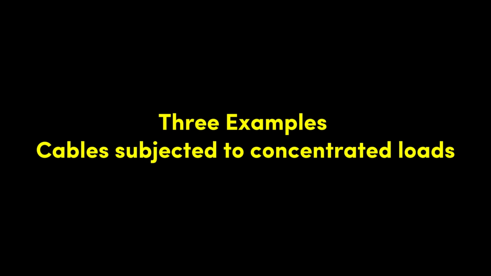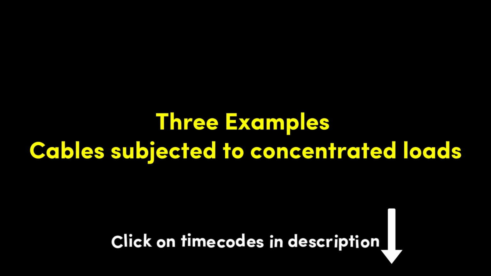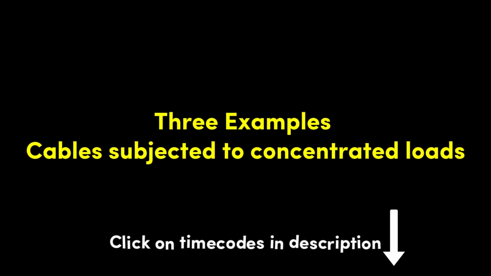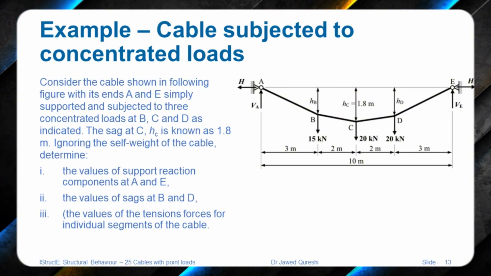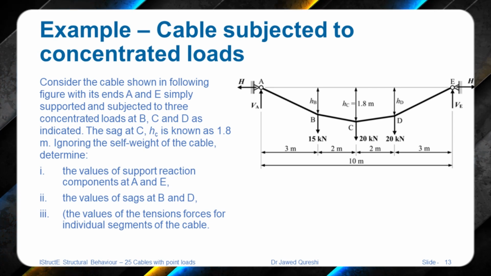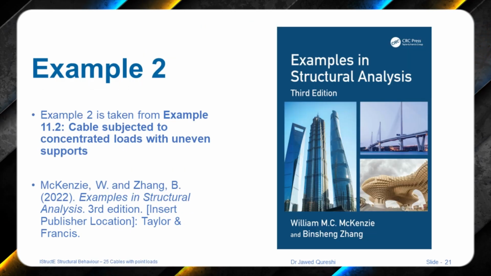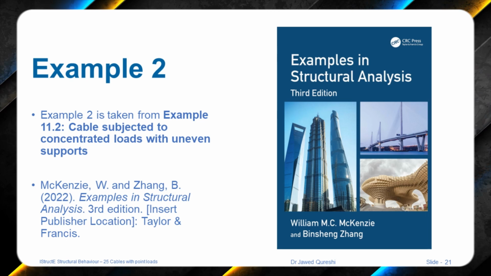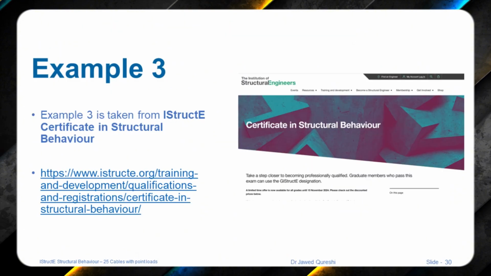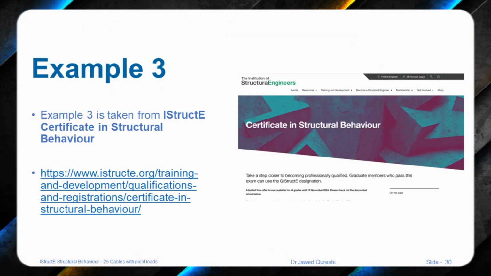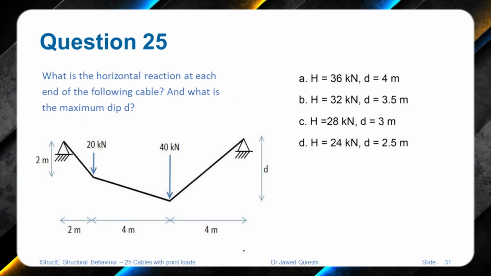I will be solving 3 examples here, and there will be timestamps down in description, so feel free to switch between the examples. The first example will be on finding tension forces, reactions for a cable structure where the supports are even at the same level. The second example will be cable structure where you will have supports at different levels. The third example is taken from IStructE certificate in structural behavior. It is a very simple question, and I will solve that question here as well.